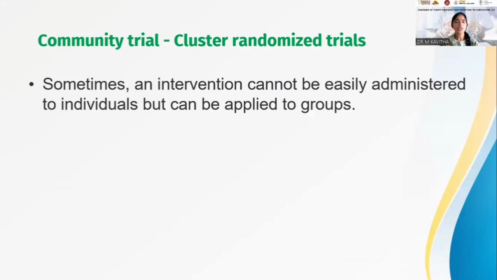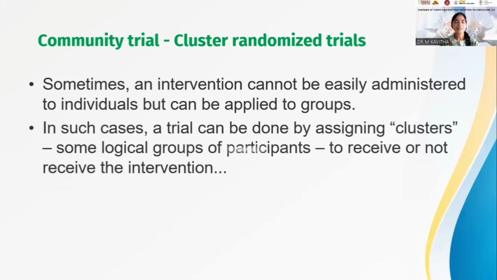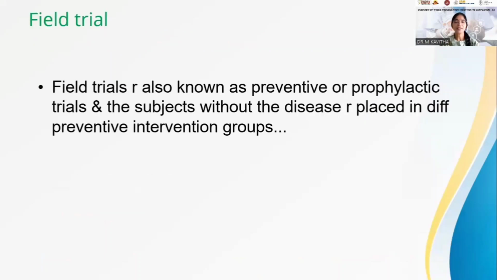Then we will move on to the community trial, that is a cluster randomized trial. Sometimes an intervention cannot be easily administered to individuals but can be applied to groups. In such cases, a trial can be done by assigning clusters, some logical groups of participants, to receive or not to receive the intervention. However, such studies need a somewhat larger sample size than individual randomized studies and the use of special statistical tools for data analysis.